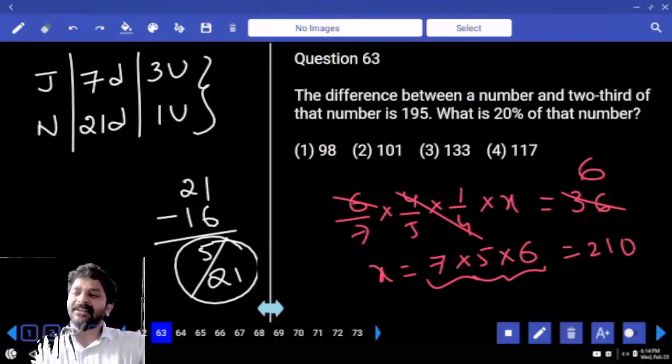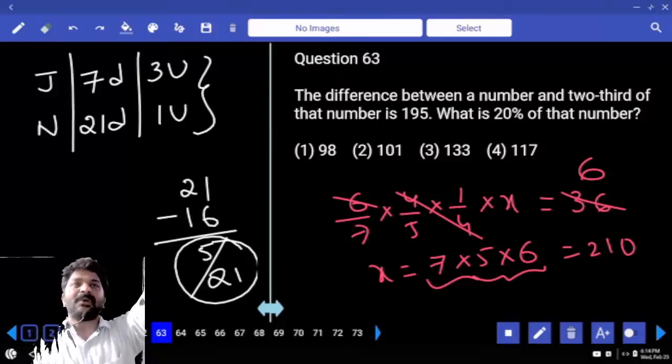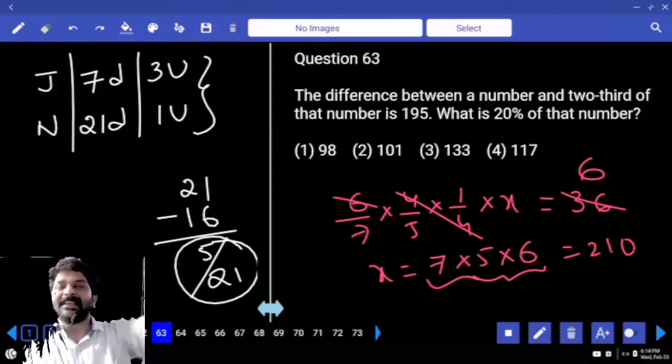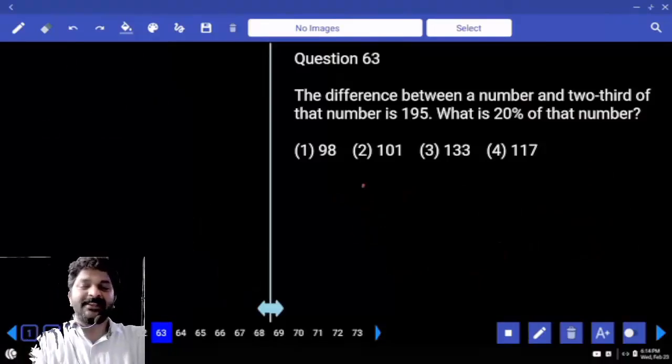The difference between a number and 2/3 of a number. Number in the sense, can I treat it as 1? And from that you are taking 2/3 difference only. Number minus 2/3 of the number. Result is 1/3 of the number.